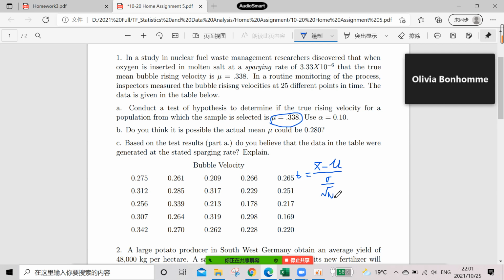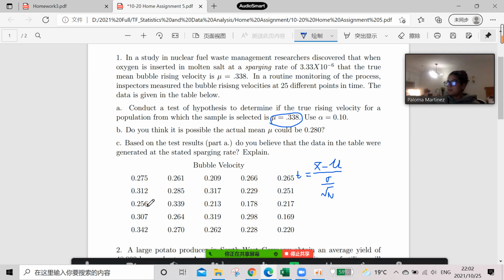It is just an adjusted standard deviation, because we need to use the standard deviation scaled by the number of observations. The more observations we have, the smaller the standard error and therefore the greater the t, because that is in the denominator. So x bar is the mean of those 25 observations I have.